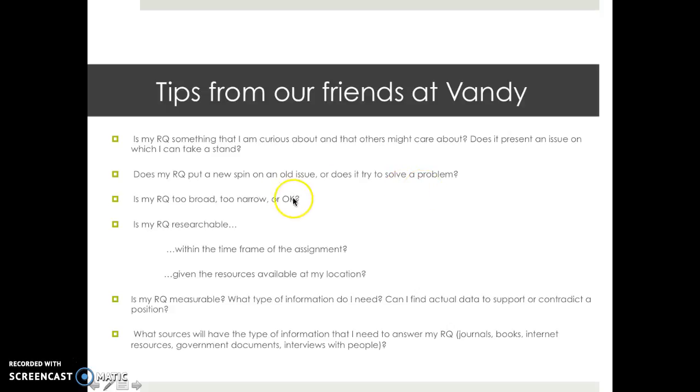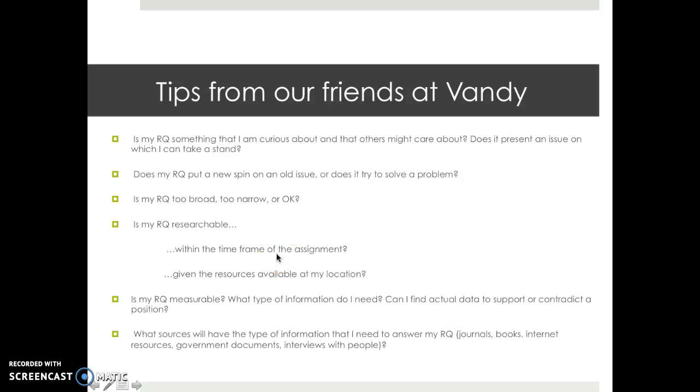And then too broad, too narrow, or okay. Remember that you have a finite amount of time for this. This is not a study that's going to go on for years. We want you guys to graduate, and so you need to pick questions that you can answer, but you don't want to be so specific that there's no room to interpret things or to learn new things from your data, but it also can't be too broad that you never can get to that final answer.